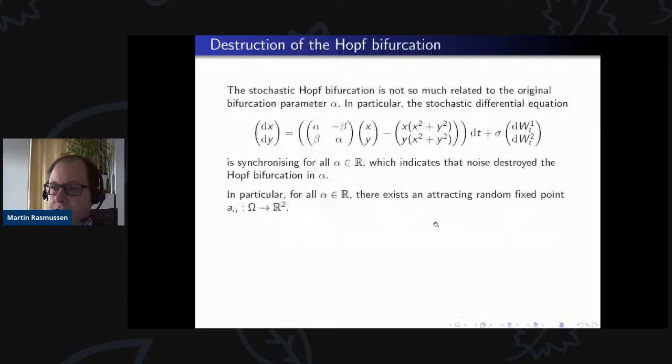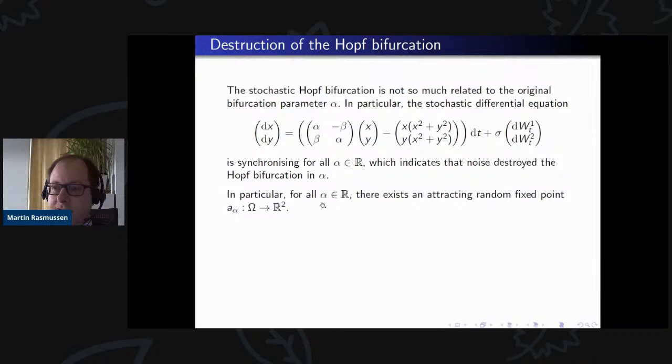I would like to stress that this bifurcation which we have seen here is not quite the bifurcation which we have seen in the deterministic scenario. In the deterministic scenario, we created this limit cycle, and then we add noise, and then we have a different parameter which produces a different phenomenon. In particular, when we look at the stochastic Hopf bifurcation and we set shear equal to 0, which I have done here for this differential equation, and we add noise, then according to our synchronization result we would always get an attracting random fixed point for all alpha. And one can say that in this sense, we destroy this deterministic bifurcation by adding noise.